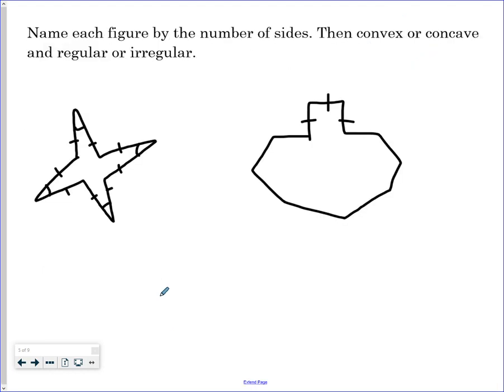Okay? All right, name each figure by the number of sides. Then, is it convex or concave? And is it regular or irregular? Go ahead and count the sides here for me, please. How many sides do we have? 8 sides. Therefore, what's the name? Octagon. Very good.